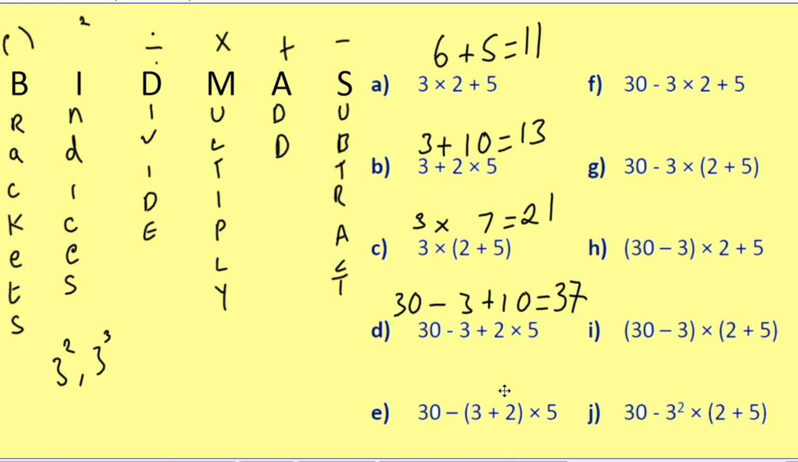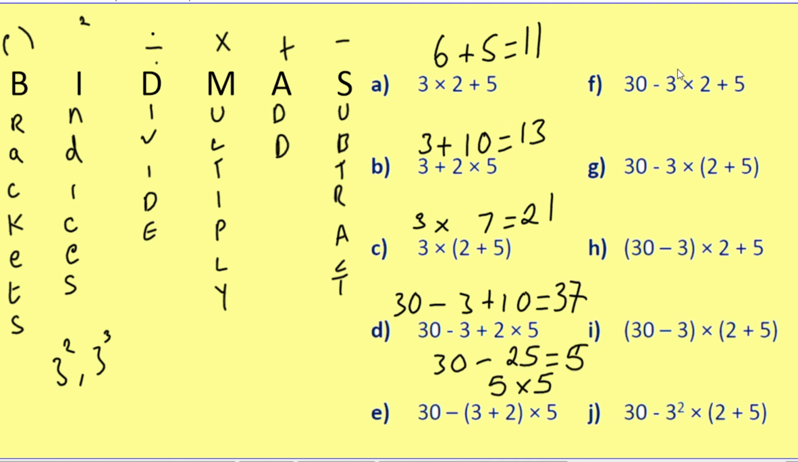Okay, E, we've got the brackets here, so we're going to do the brackets first. So we've got 5. And then we've got multiplication, so we're going to multiply that by 5, which gives us 25. And then finally, we've got a subtraction. So it's 30, take away 25, which is going to give us 5.